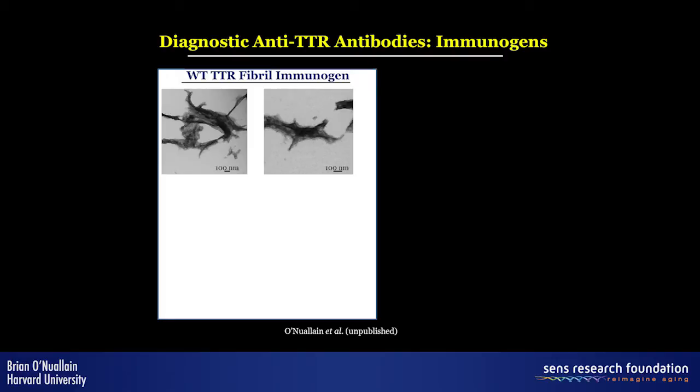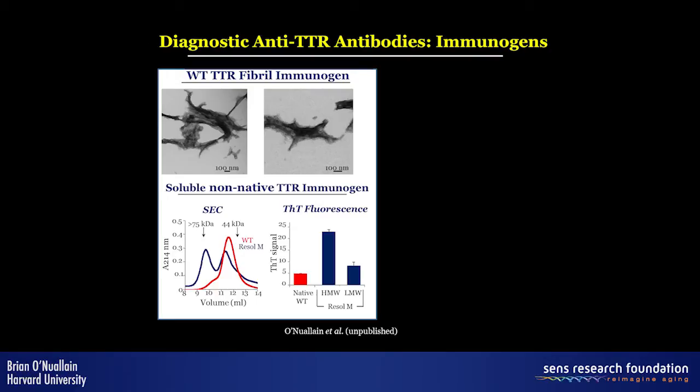So the first step to generate antibodies with diagnostic potential was to stimulate the B cells in mice to produce antibodies against TTR. And to do this, we used two different immunogens, two aggregated forms of TTR: TTR fibrils, and also soluble aggregates of TTR, because as I described previously, it may not only be the amyloid deposits themselves, but soluble aggregates that may be pathogenic. We demonstrated by size exclusion chromatography that these aggregates were high molecular weight, and also they retained some of the properties of amyloid fibrils in that they were able to bind to an amyloid fibril reactive dye.